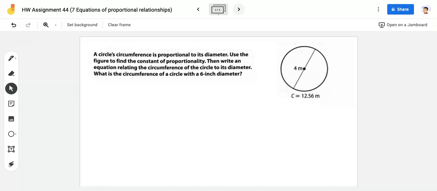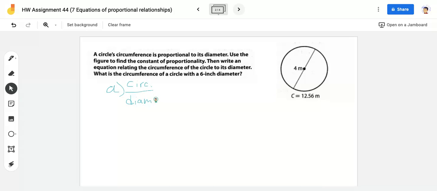So there's a lot of parts. Let's break it down into letter parts. Part A is saying, what is the constant of proportionality? Well, we said that the circumference is proportional to the diameter. So the circumference depends on the diameter. I'll just write circ, depends on the diameter.